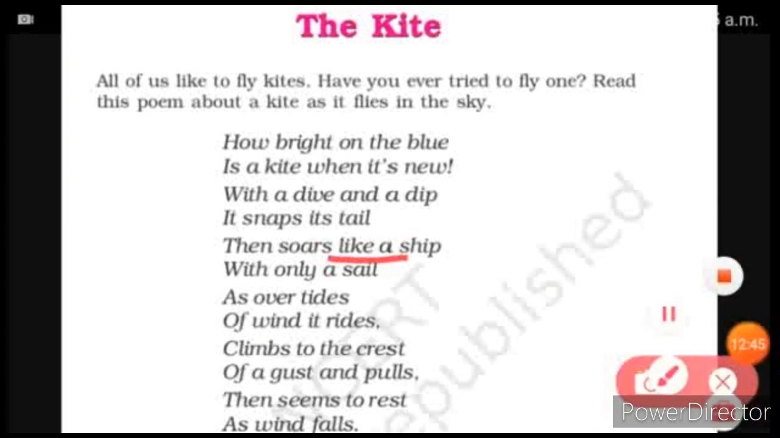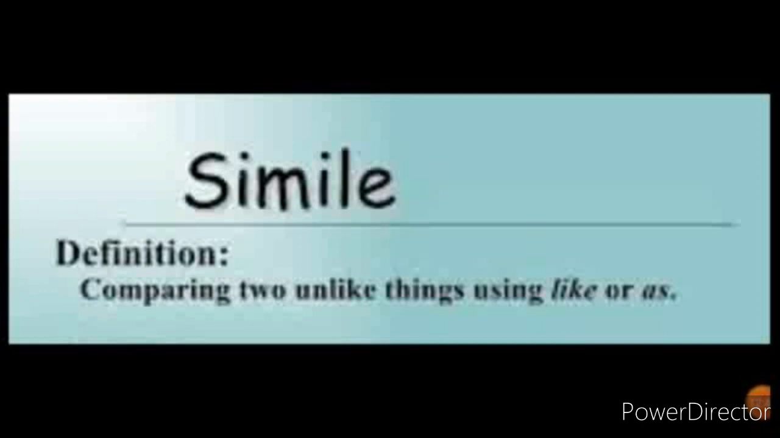Now again recall the simile. Its definition is comparing two unlike things using like or as. That is a comparison of two unlike things. Here in the poem, the poet compares the movement of a kite with a sailing ship. So we can easily identify the figure of speech mentioned in the poem The Kite is simile. Here the poet uses the word like, so it is mentioned as simile.